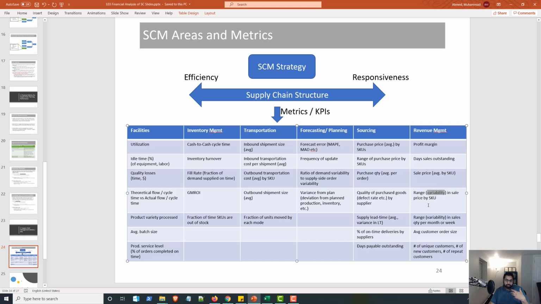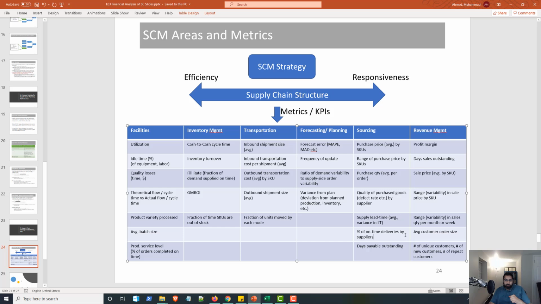Range in sale price, do you keep the price the same over the year or does it go up and down? Again, depends on your strategy. And also, the price going up and down can have some effects on the supply chain, because as the price goes up and down, the demand will go up and down, and price variability can lead to demand variability. We'll discuss this more when we talk about aggregate planning on how that happens.